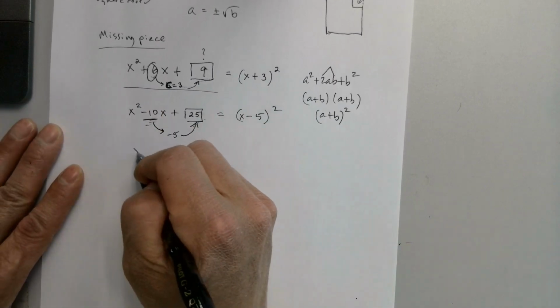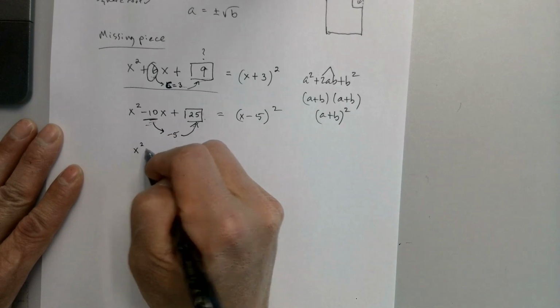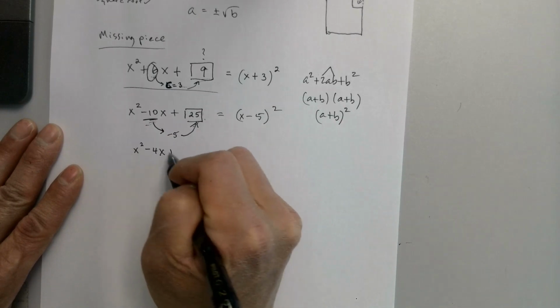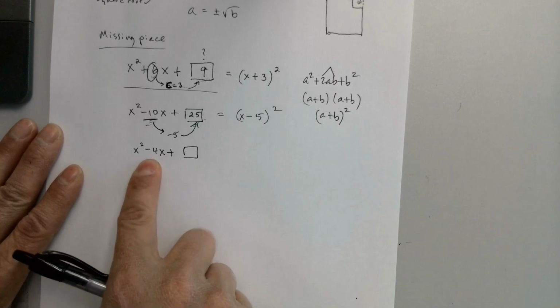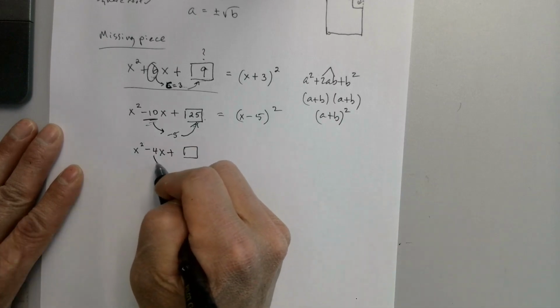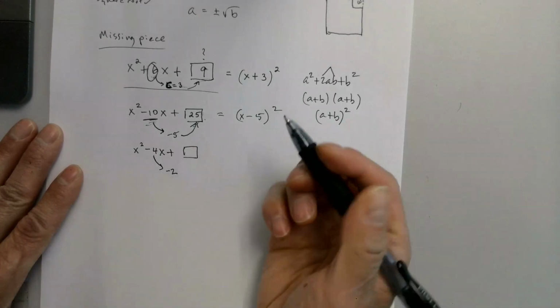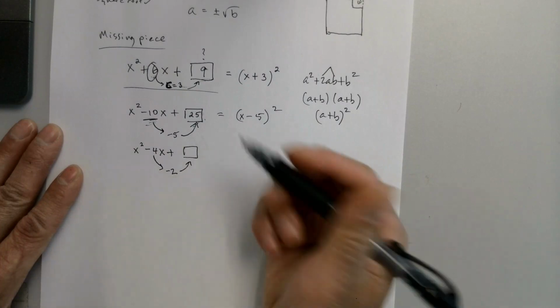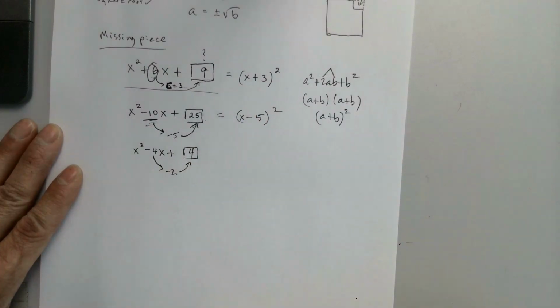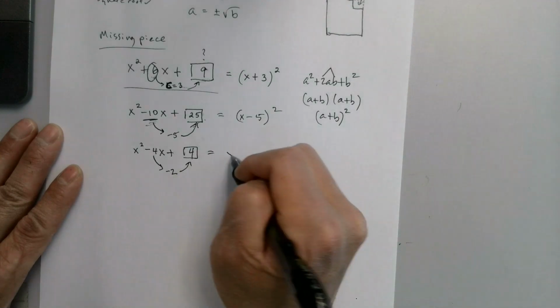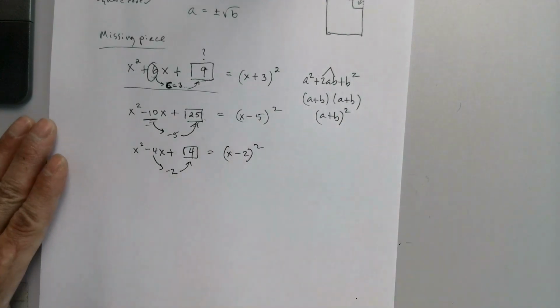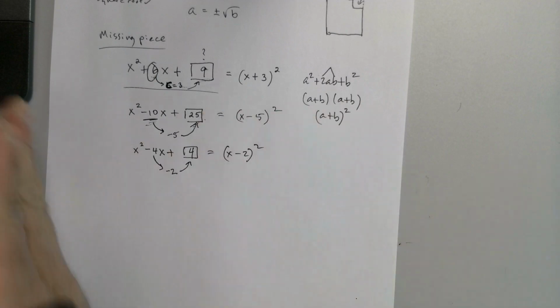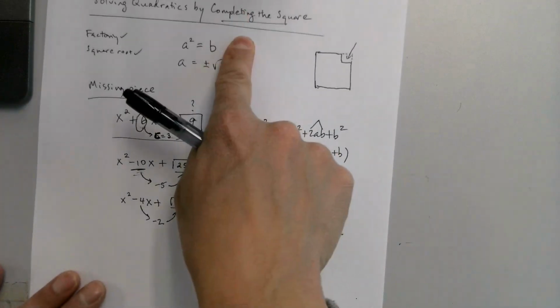Let's do it one more time. I take negative 4, I divide by 2, get negative 2, I square it, and I need a 4 there to complete the square. And then I can factor it. Okay, this is the action. This is the action of completing the square.